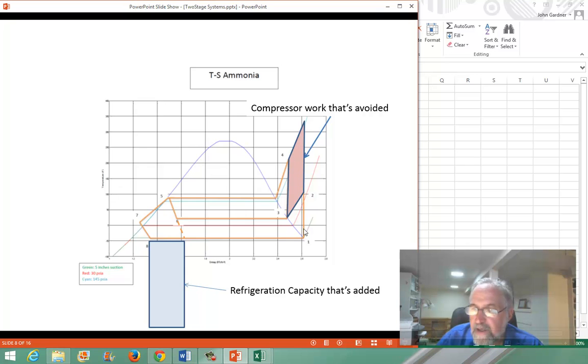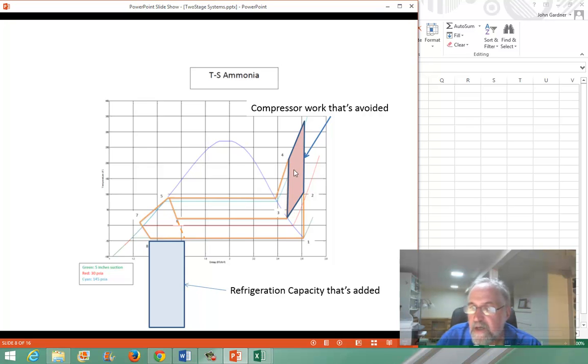On the other hand, out here, if we didn't have two stages of compression, we'd go from 1 all the way up to 4, and that's assuming isentropic. So this is the point where we'd be at the outlet of a single stage of compression, and then it would come back down and superheat around. So the area enclosed in this contour is the compressor work. And so we think of this area as work that's saved because of the intercooling effect to bring us back to saturation here. So that's a very good thing.